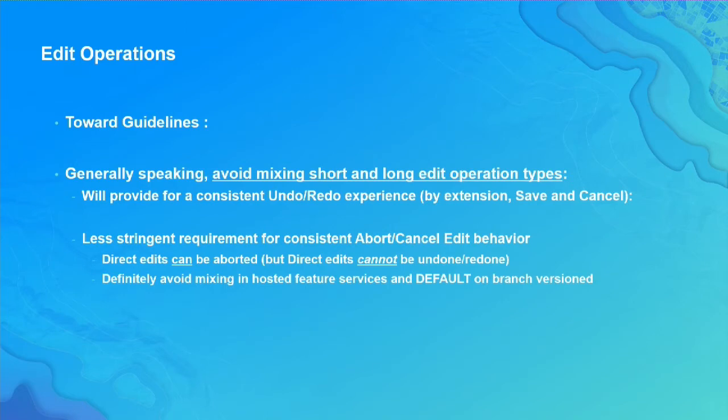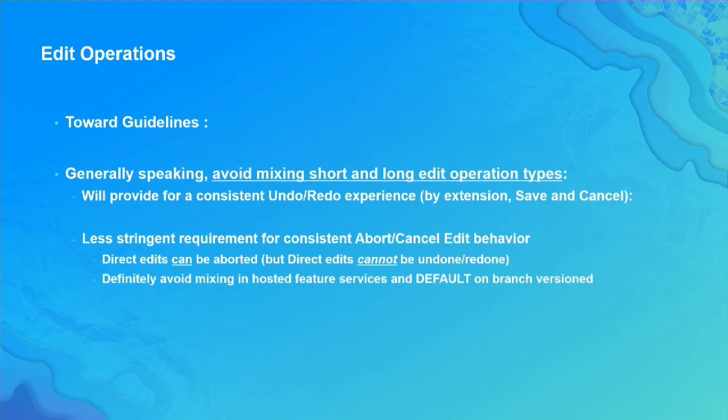All right, let's talk about the general guidelines with respect to edit operations. Generally speaking, when you're creating your own edit operations, try and avoid mixing in short and long transaction types, so your traditional non-version versus versioned edits in the one operation. You probably know from the Pro UI itself that I can mix in those operations within an edit. So I can certainly pick up a non-version point and a version point, just move them with the move tool together. What's the expectation though when you hit the undo button?